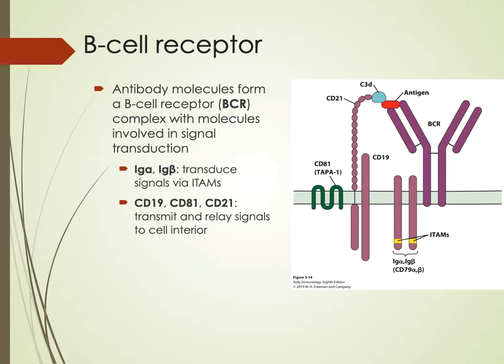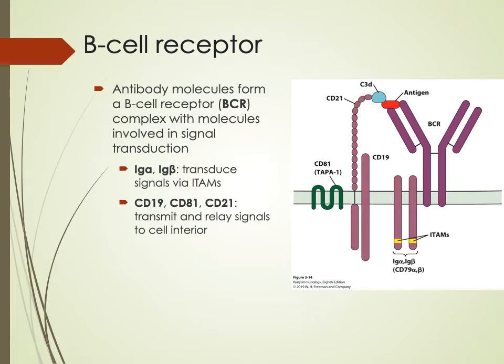Okay, and so with the B cell receptor, just like with the T cell receptor, there are going to be accessory molecules that aid in signal transduction. So here we have our B cell receptor, and you'll notice that we have these other molecules off to the left of it. It's really this complex together that's required in order for signal transduction to happen.